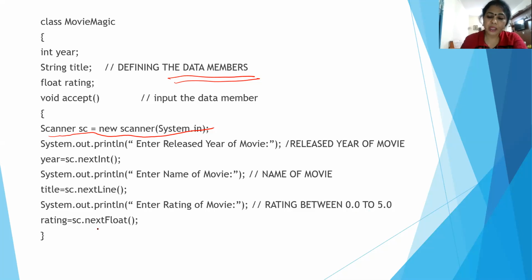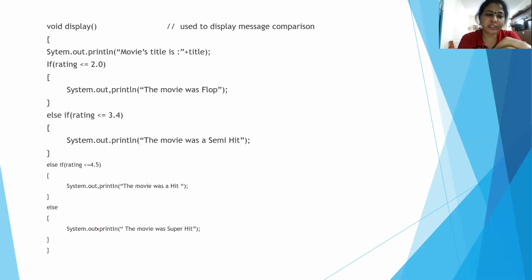Then you see the display function. The display function again is a void function. It does not return any value to the main method, and this method is used to display a message based on comparison. According to the rating you input, the message has to be displayed. First you have to show the movie title, the name of the movie. Then you have to check whether the rating is less than or equal to 2.0, which means it is between 0.0 and 2.0.